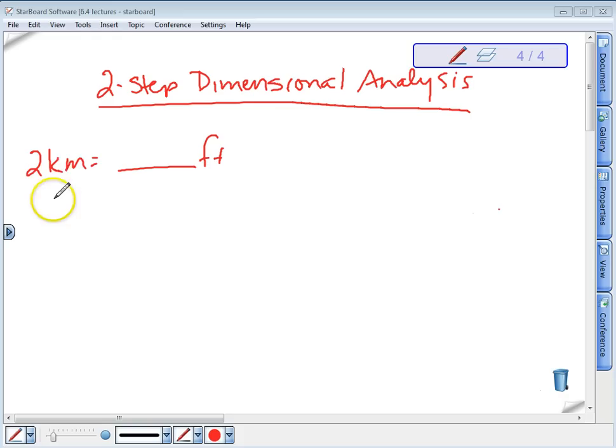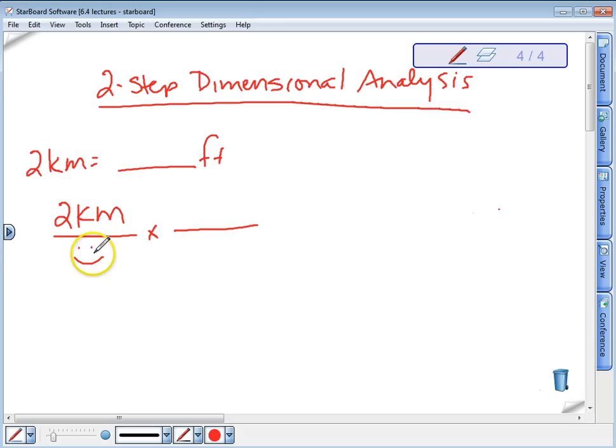So for example, I'm given 2 kilometers and I want to know how many feet that is. But I don't know how many feet are in a kilometer. Right? I'm going to go ahead and put my 2 kilometers over a smiley face because I know I'm going to have to do that in order to convert it. I don't know how many feet are in a kilometer, but I do know how many miles.